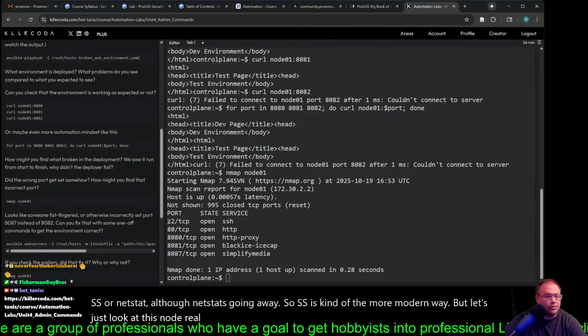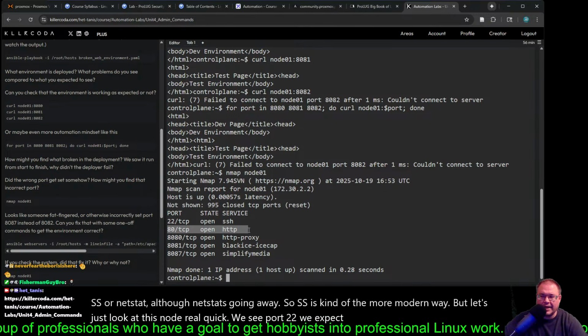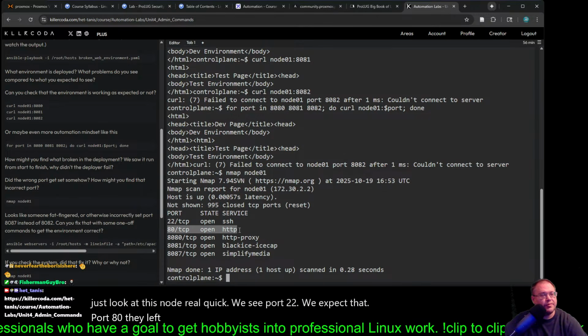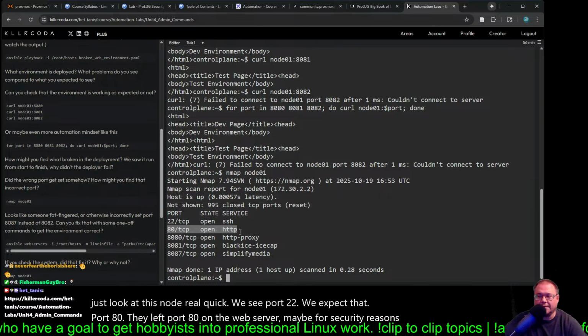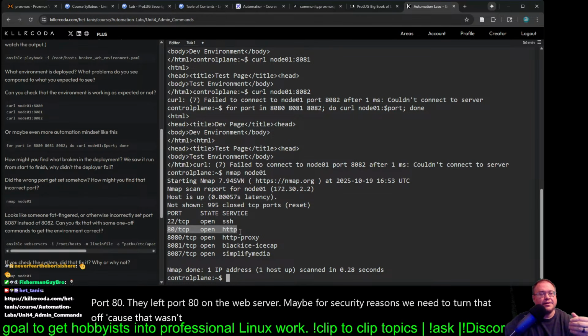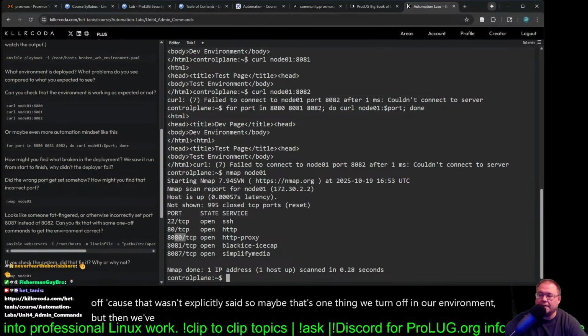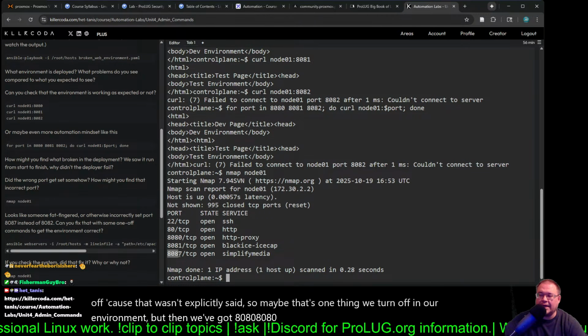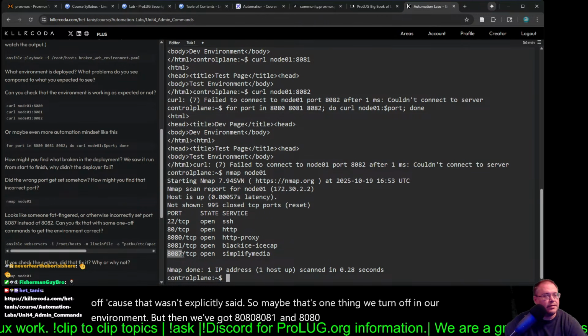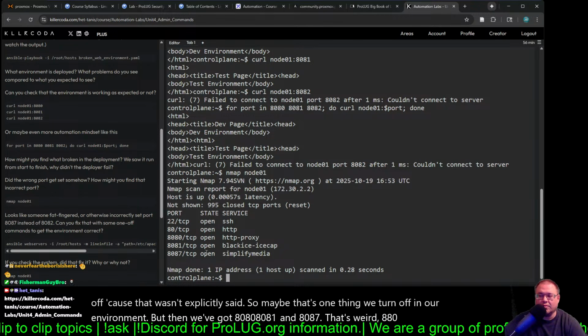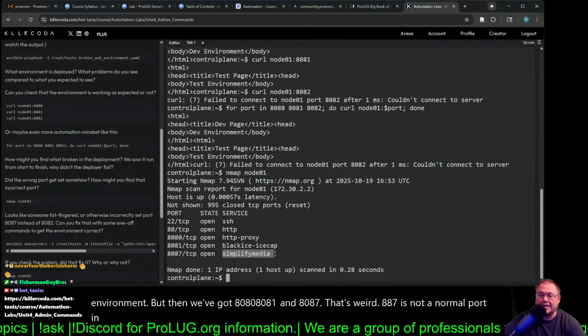We see port 22, we expect that. Port 80, well, they left port 80 on the web server. Maybe for security reasons we need to turn that off because that wasn't explicitly said. So maybe that's one thing we turn off in our environment. But then we've got 8080, 8081, and 8087. That's weird. 8087 is not a normal port. In fact, it's Simplify Media, apparently.